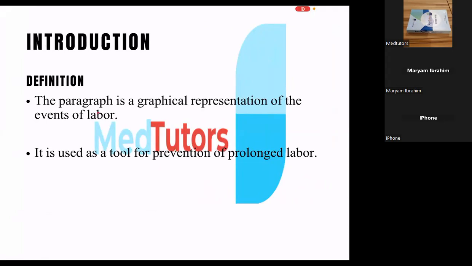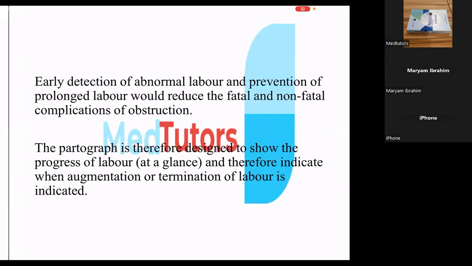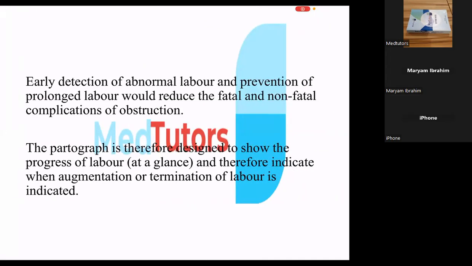So what is a partograph? A partograph, like we all know, is a graphical representation of the events of labor. And the partograph is mainly used as a tool for prevention of prolonged labor. So regarding all those complications that I earlier mentioned, a conclusion was made that early detection of abnormal labor and prevention of prolonged labor will reduce the fatal and non-fatal complications of obstruction. And therefore, the Partograph was designed to show the progress of labor at a glance, and therefore indicates when augmentation or termination of labor is indicated.